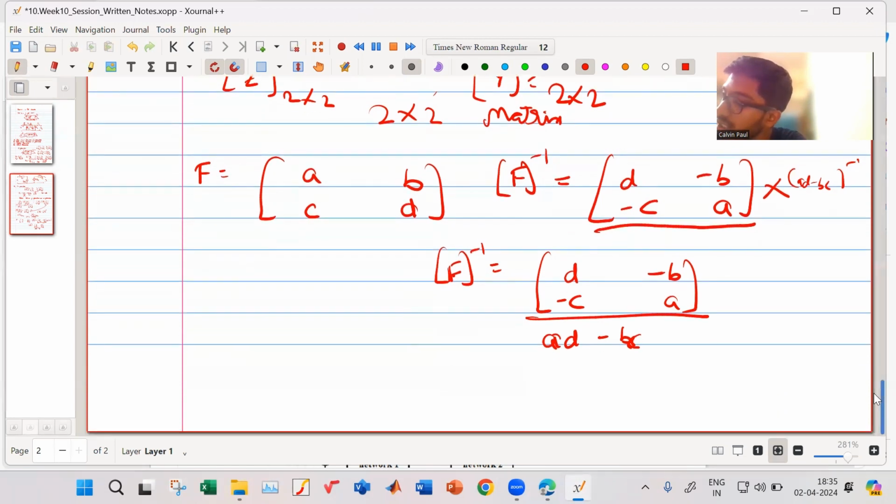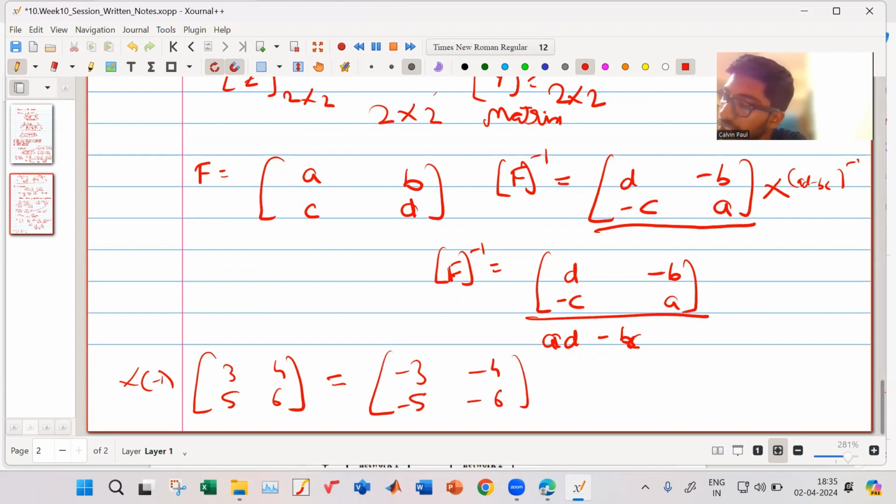You must understand that for a matrix, if suppose I have a matrix 3, 4, 5, 6, and you multiply it by minus 1, it will get converted to minus 3, minus 4, minus 5, minus 6. The entire operation has to be done for each and every element of the matrix. For determinants there are different properties, but for a matrix, if you do some operation on one element, you have to do it for all the elements. So you must keep that in mind.